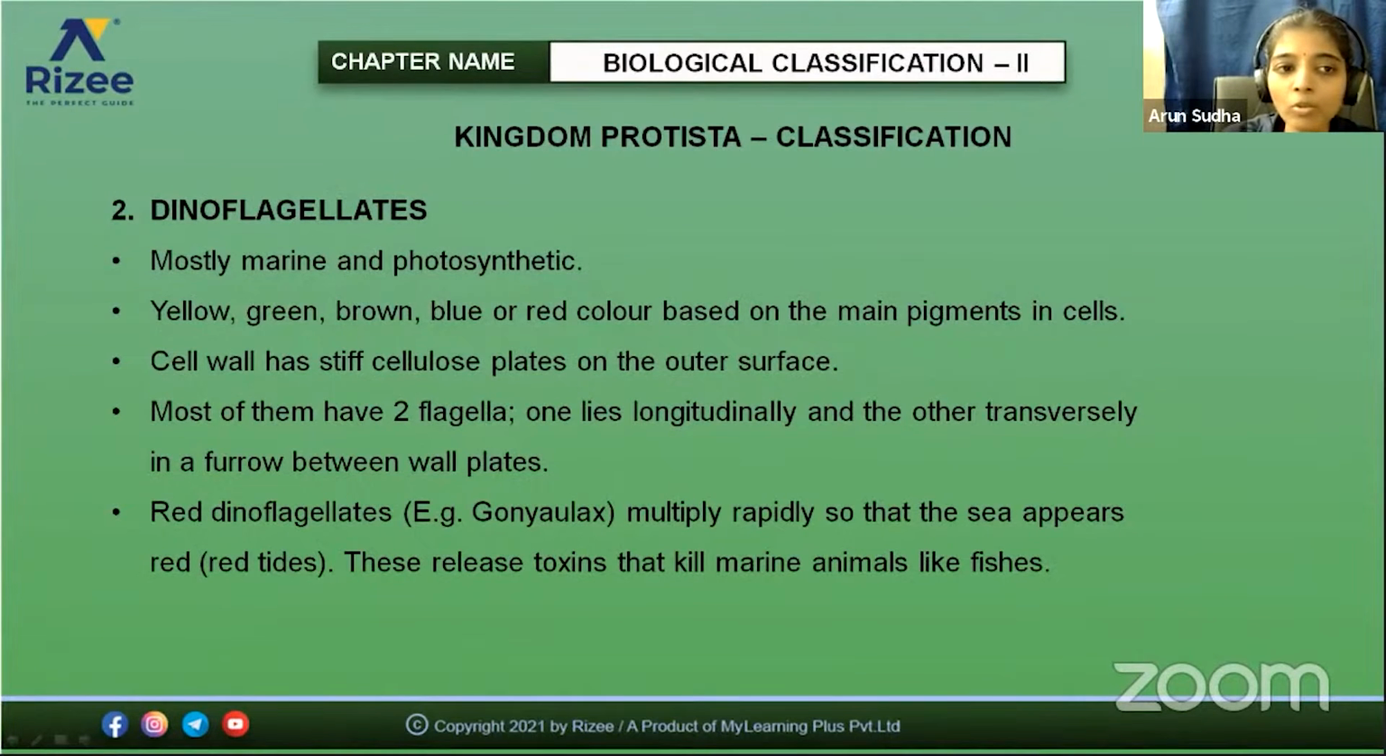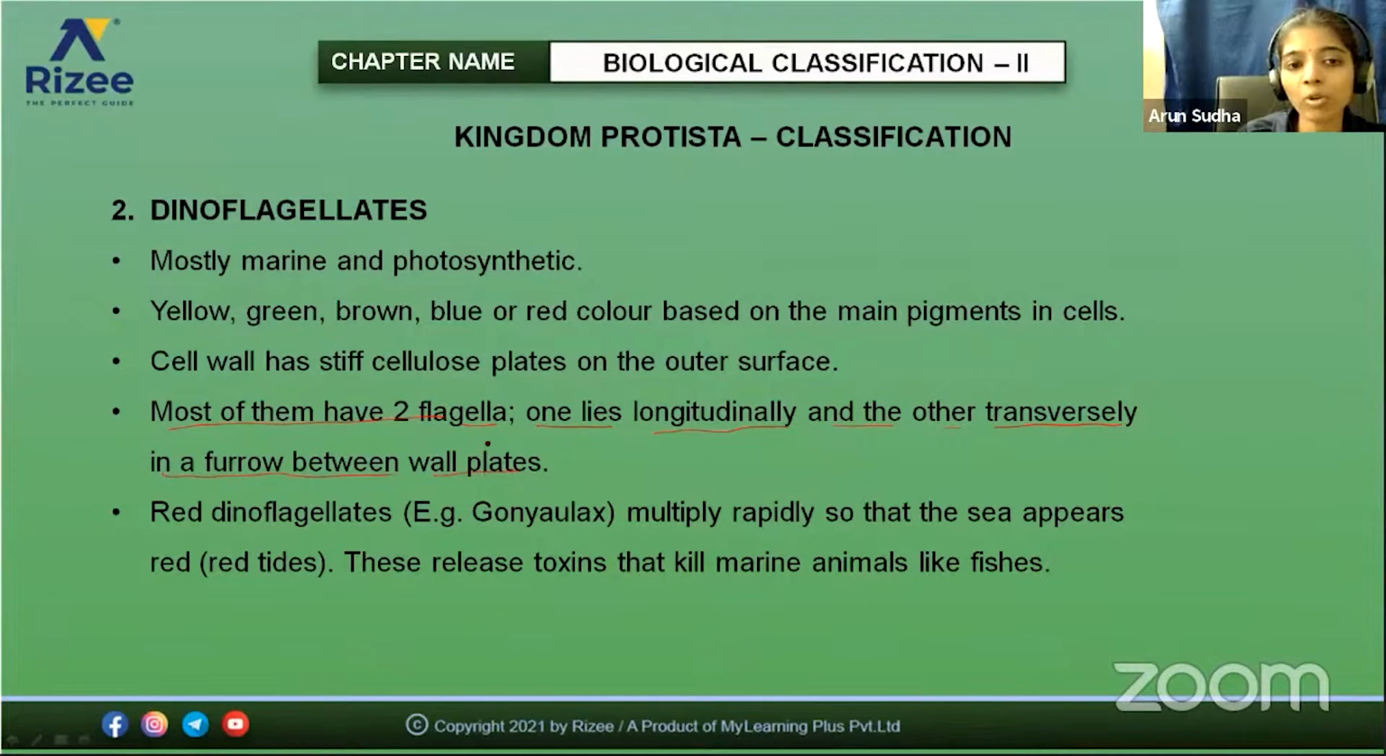Dinoflagellates. So what do you mean by this dinoflagellates? The main difference here is they have two flagella. There we saw that the diatoms are immobile. Here most of them have two flagella, that is, one lies longitudinally and the other transversely in a furrow between the wall plates.